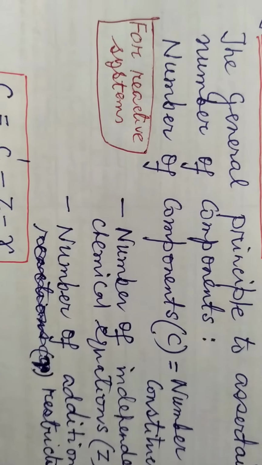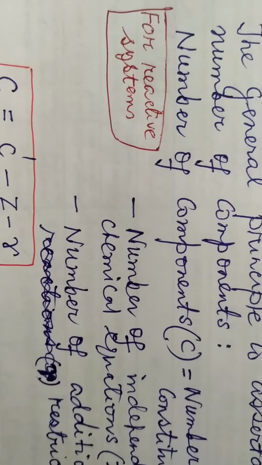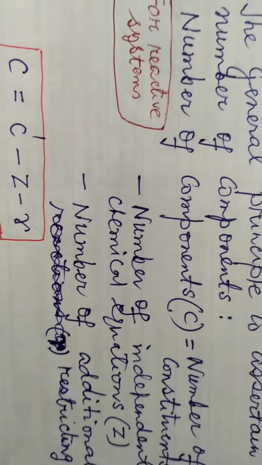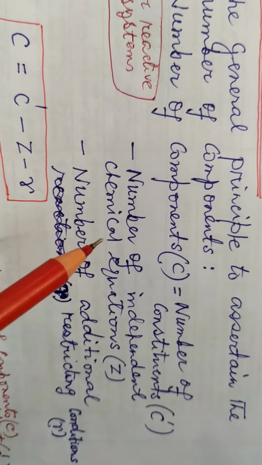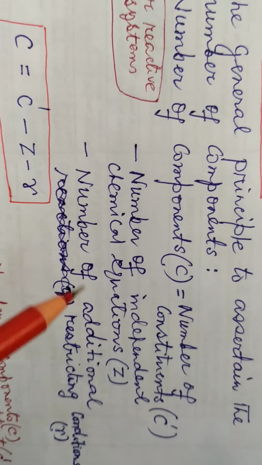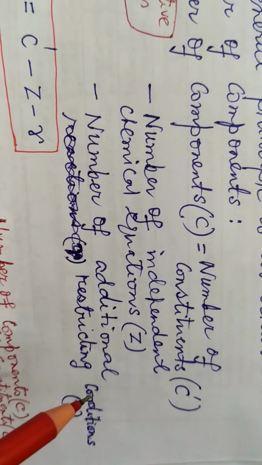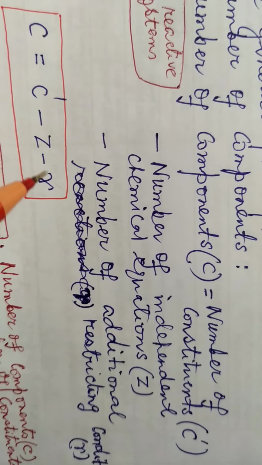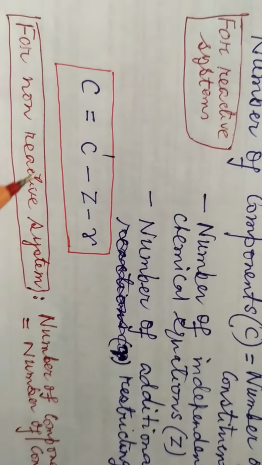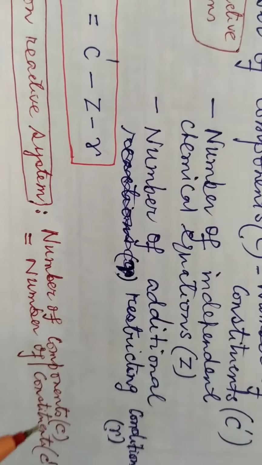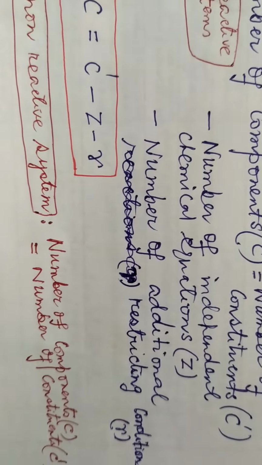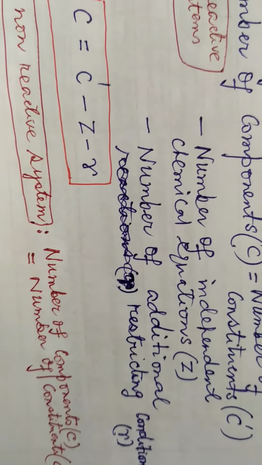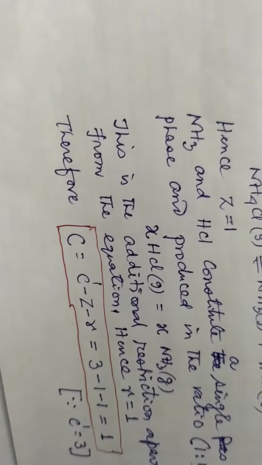So for reactive systems, the number of components C equals the number of constituents minus the number of independent chemical equations minus the number of additional restricting conditions, that is C equals C dot minus Z minus R. And for non-reactive systems, the number of components C equals the number of constituents. Let us understand this with some examples.